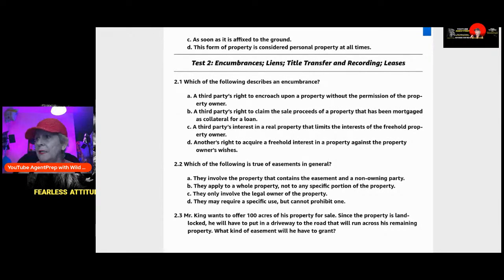And yes, the answer is C. A third party's interest in real property that limits the interest of the freehold property owner. That's an encumbrance. There's a cloud on title. So it limits the freehold interest of a property owner. So it's a third party's interest. Could be a lien holder, mechanic's lien, some other judgment. That's an encumbrance. It's attached to the property as a lien.